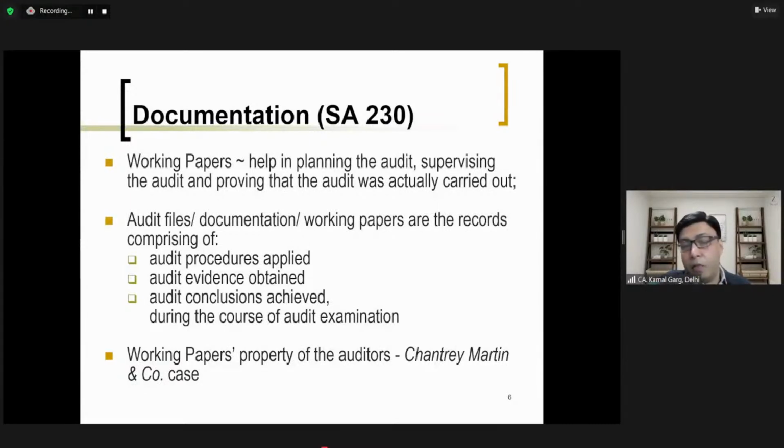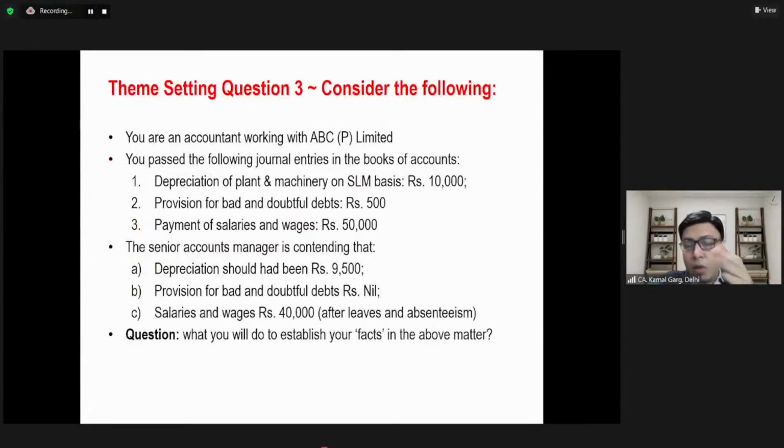If I give an example of the last objective, proving that the audit was actually carried out, let us come back to the same example. Let us assume Vipul ji is from NFRA. NFRA stands for National Financial Reporting Authority. And Vipul ji is asking Kamal, prove that as an auditor, you have verified the computation of depreciation on plant and machinery. How will Kamal prove? Kamal will show the workings made on Excel sheets. And then I will be able to prove that I was diligent enough to compute depreciation properly.